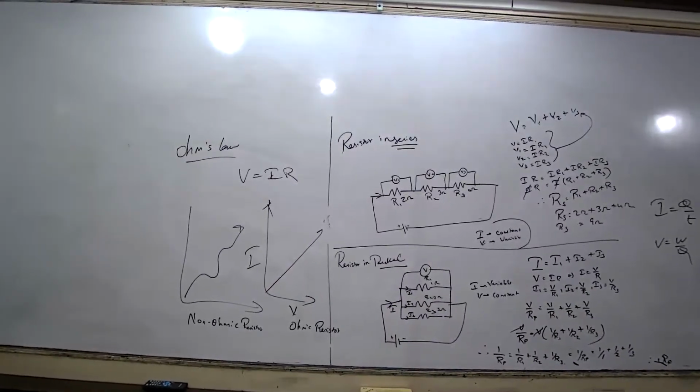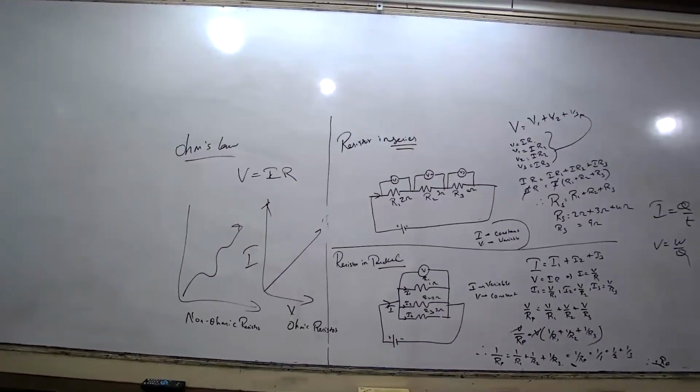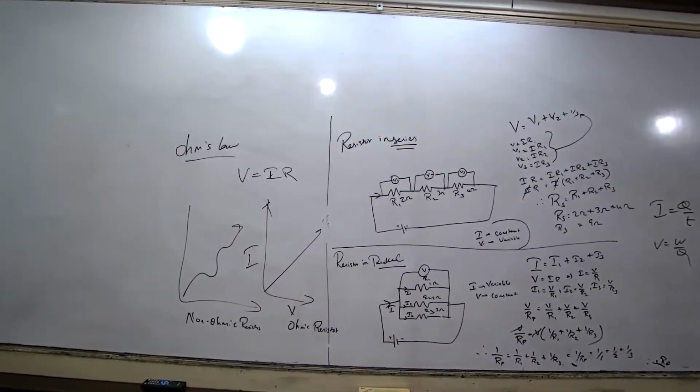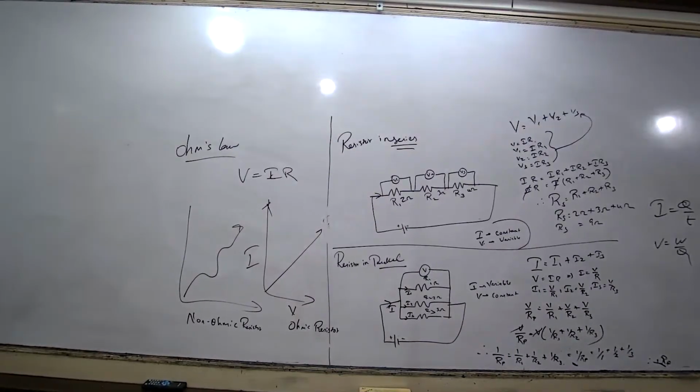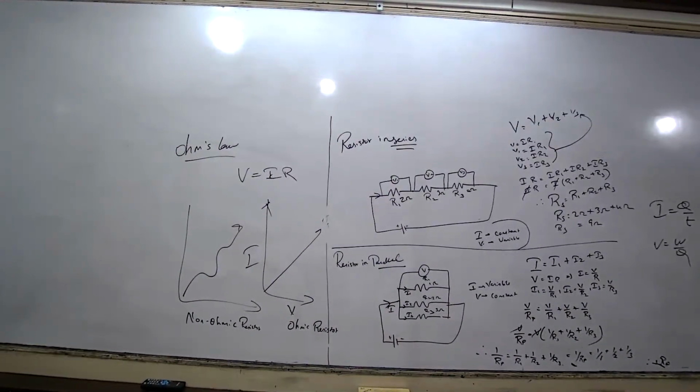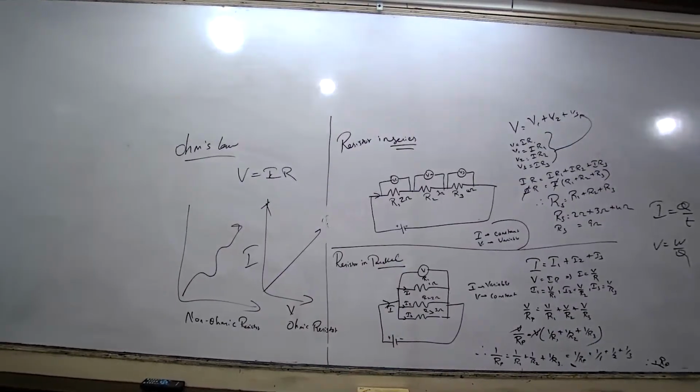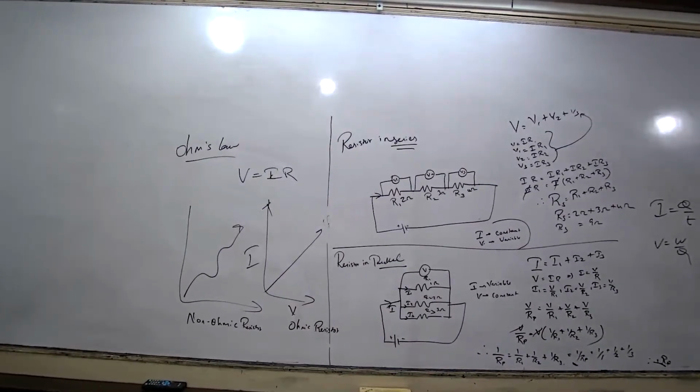So these 3 bulbs are connected in parallel to the cell. The brightness of each bulb is the same as a single bulb. Same as a single bulb. Okay.